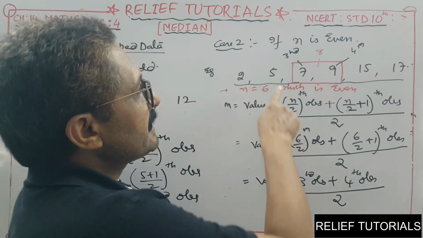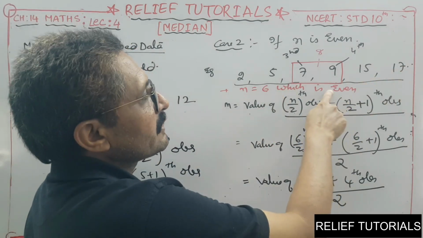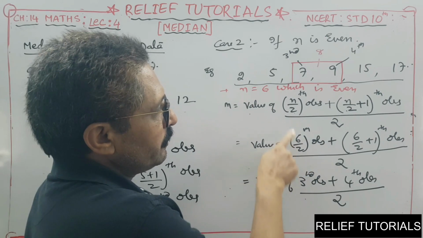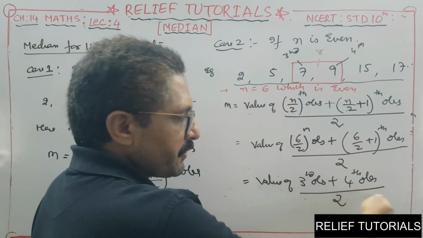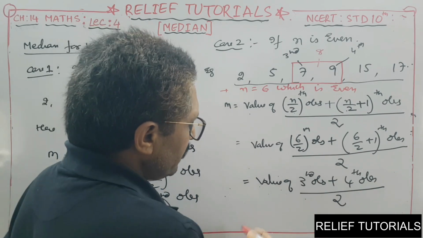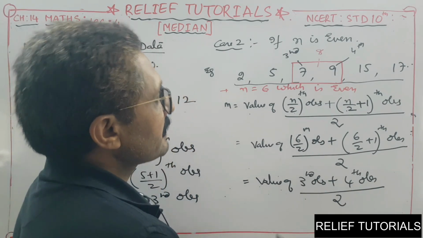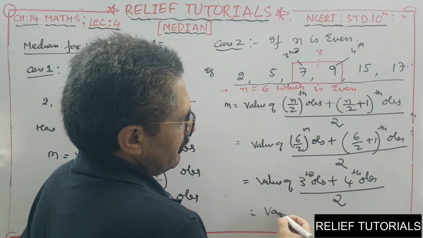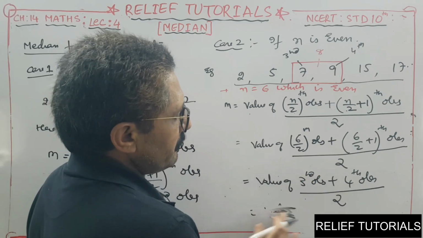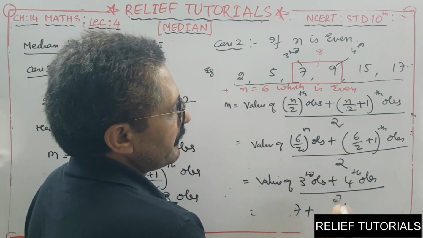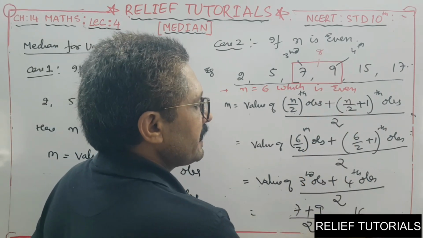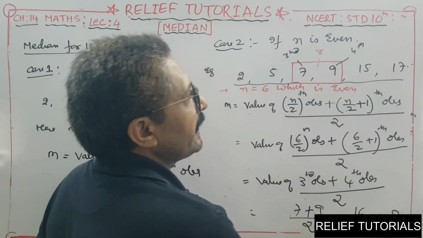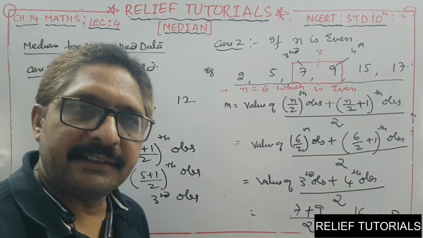How? See, n is 6, so n by 2 is 6 by 2, the third observation, and then the observation after the third, the fourth observation, divided by 2. Here the third observation is 7, plus the fourth observation, 9, divided by 2. So 16 divided by 2 is 8. So our median is 8.